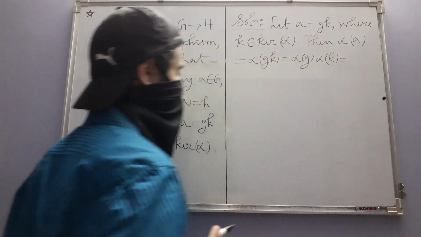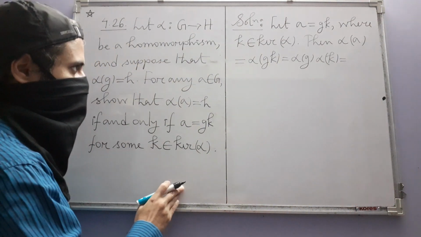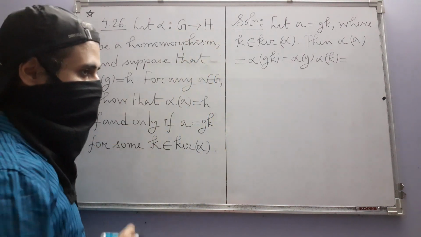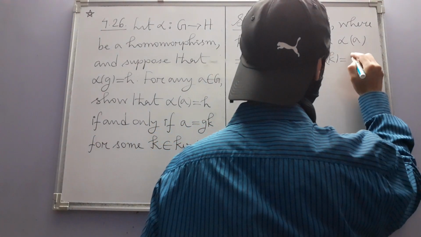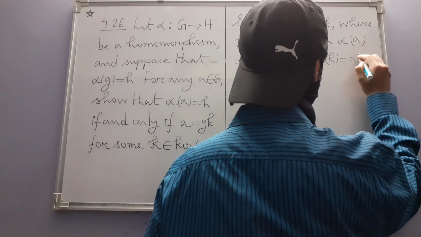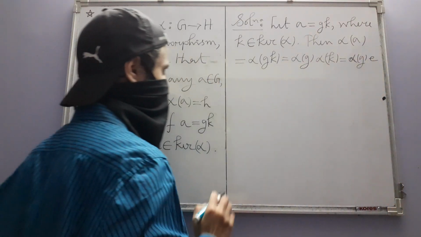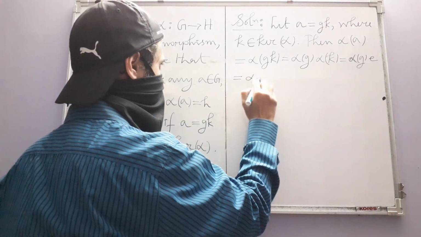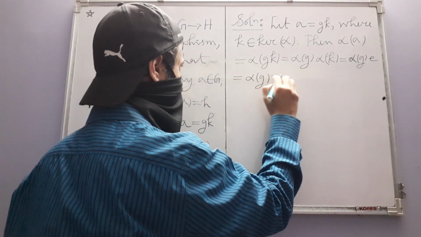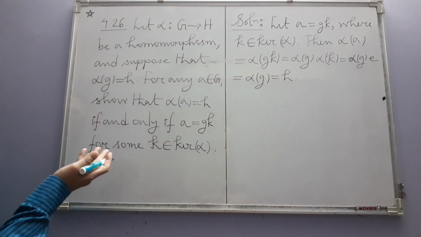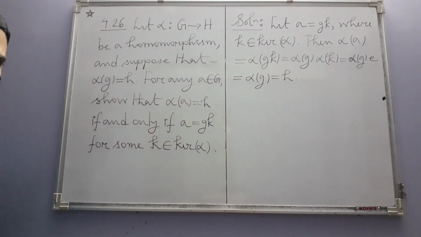Now, since K belongs to the kernel of alpha, alpha of K will be equal to the identity element in H, which we are just simply going to denote by E. Okay, but that is nothing but alpha G, and this is H. So that's how we get the fact that alpha of A is also equal to H.